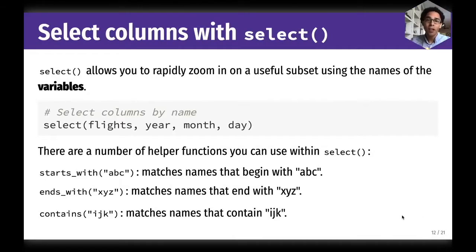Another function is the select function, which allows you to rapidly zoom in on a useful subset using the names of the variables that you want to focus your attention on. Select will literally pick columns in your data frame. And remember that in our case, columns represent the attributes of our observations. There are a number of helper functions that you can use with select. Some of them are the starts_with function that will match a name that begins with the string that you give as input. Also, a function called ends_with, or the function contains when you cannot really remember the exact spelling of the attribute name, but you know that it contains a certain pattern.